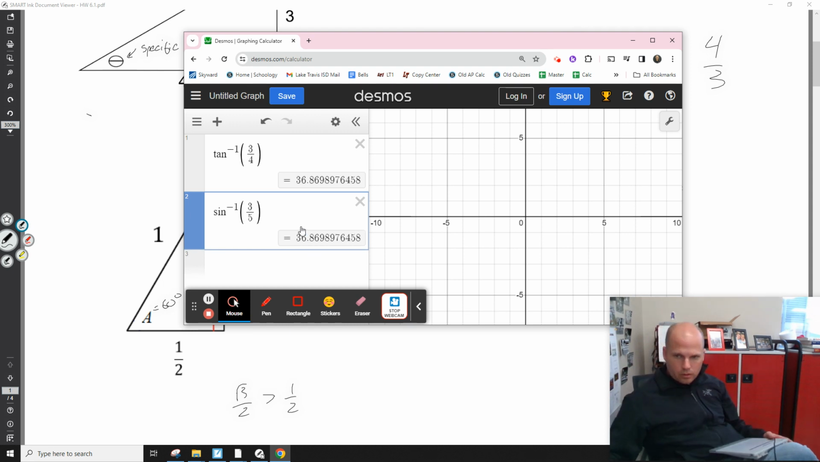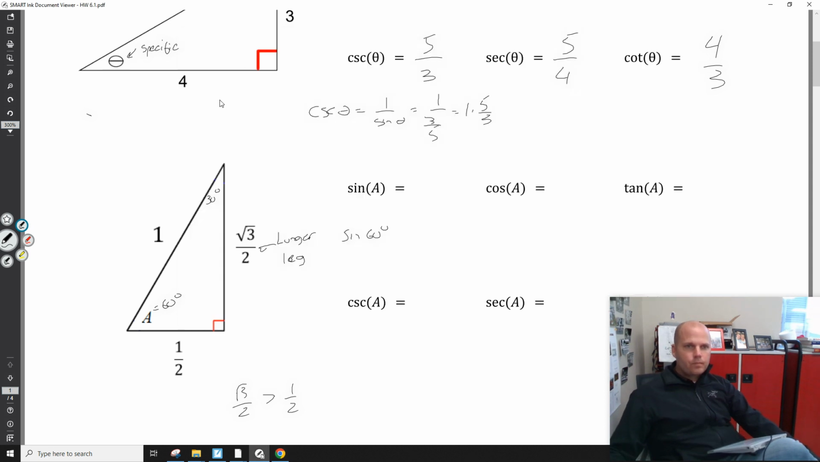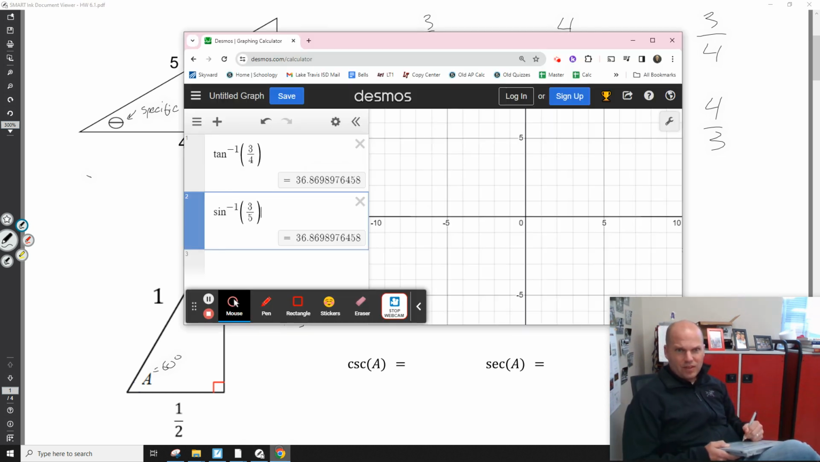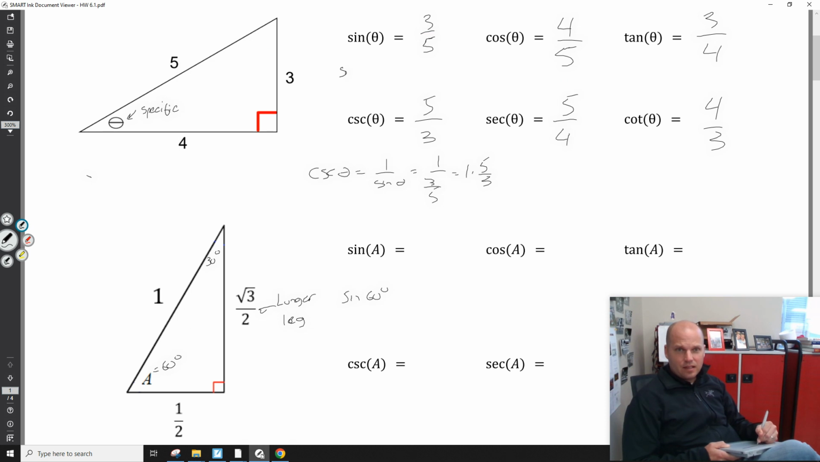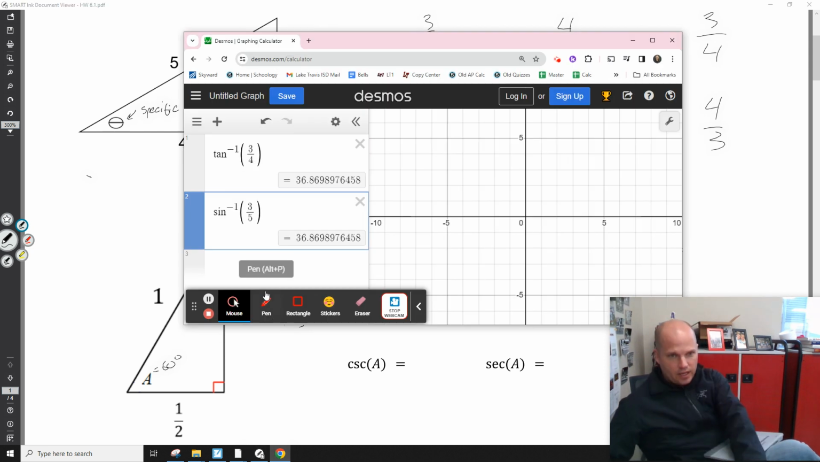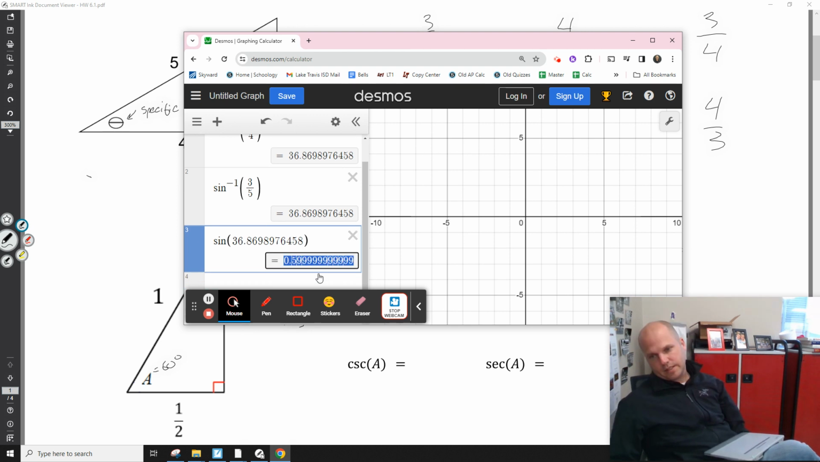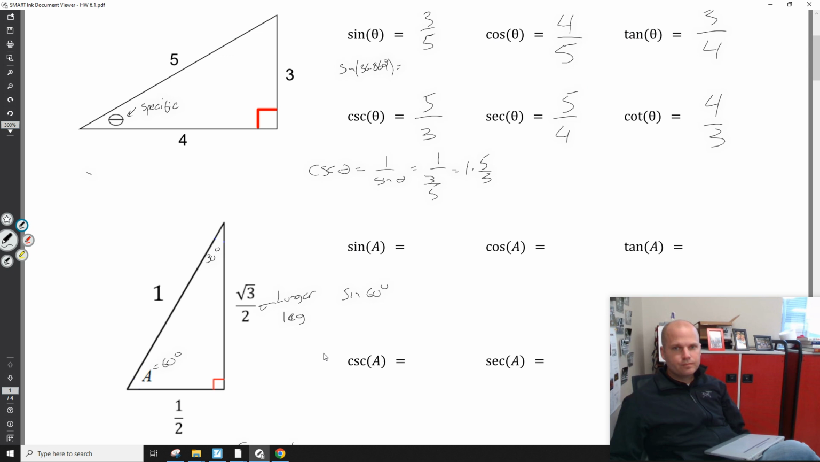You could use an inverse trig function later in this homework. We talked about it in the notes. It's how you undo what's being done to an angle you might not know. So the sine of the specific angle, 36.869 degrees, is 3/5. And you could see that the sine of that angle is 0.6, which is 3/5.